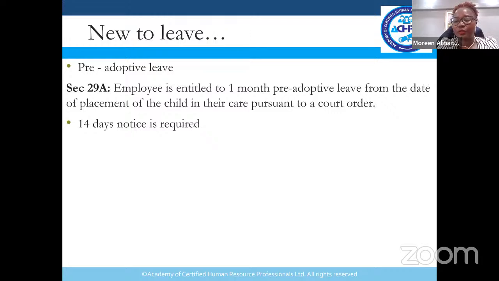Do they get the 2 weeks or do they get the 1 month? In my thinking, they get the 1 month. This is still new. They've not yet brought rules to govern its practicability. So I hope in the days to come, we'll be having rules governing the practicability of this in line with the provisions of paternity and maternity leave.